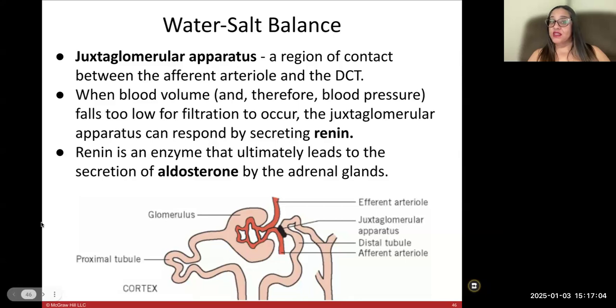Water-salt balance. The juxtaglomerular apparatus is a region of contact between the afferent arteriole and the DCT. When blood volume, and therefore blood pressure, falls too low for filtration to occur, the juxtaglomerular apparatus can respond by secreting renin. Renin is an enzyme that ultimately leads to the secretion of aldosterone by the adrenal glands. So, there's your picture of the efferent arteriole actually touching the DCT, and that's the area called the juxtaglomerular apparatus.